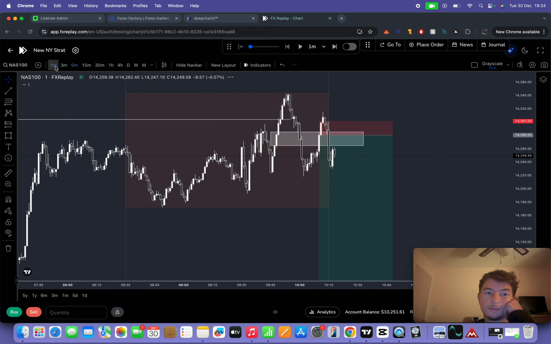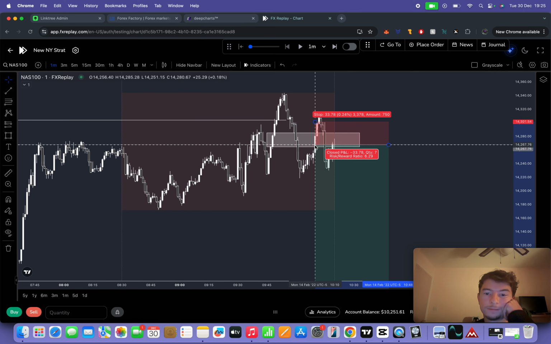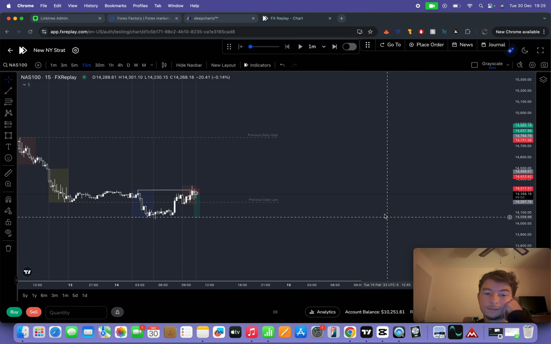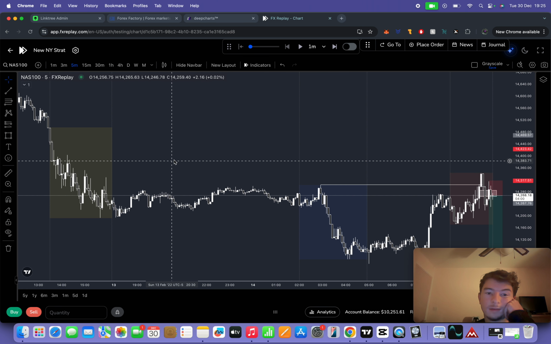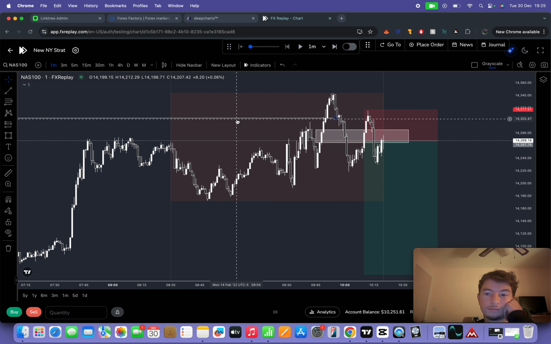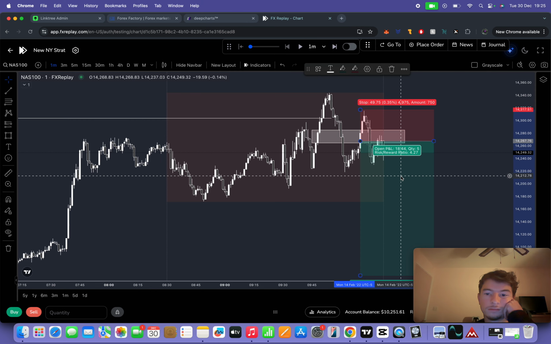What time is it? 19:20. Look at something like this. Now that's a lot of pips to move though, isn't it? 14.053. Is it going to move 260 pips in an hour? Or roughly about that. Now we're going in.